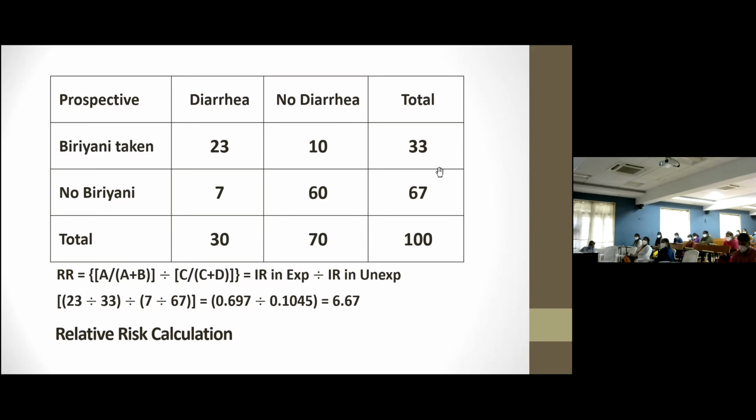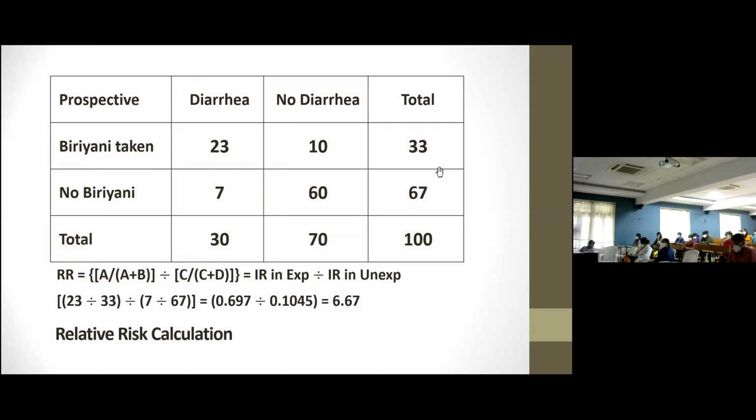For example, there is a hostel with 100 students, and 33 of them have taken biryani on Sunday night, a big feast, where they were served biryani. Out of those 33, 23 people developed diarrhea in the next 1 to 2 days. So 23 out of 33 is the incidence of diarrhea in the biryani group.